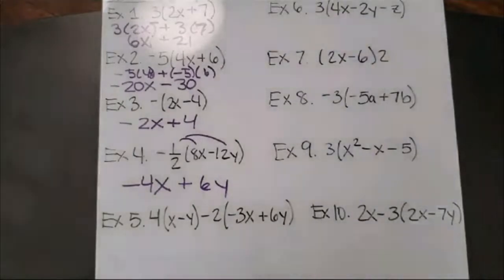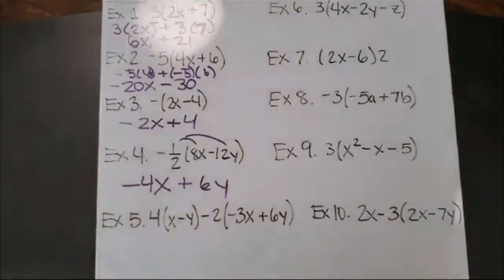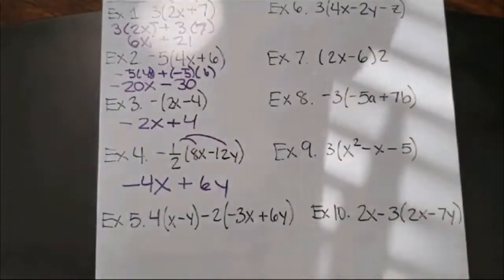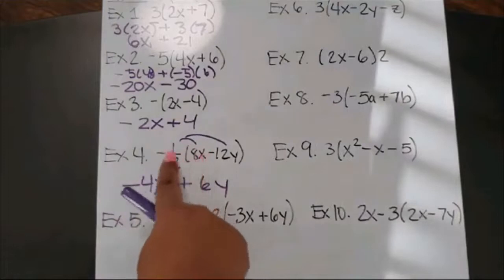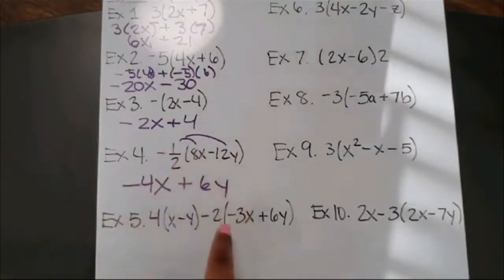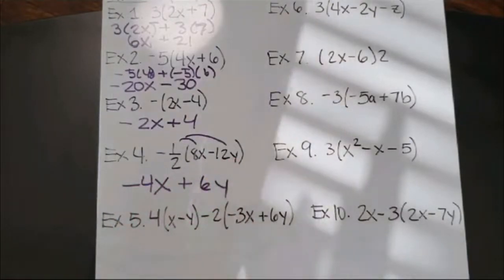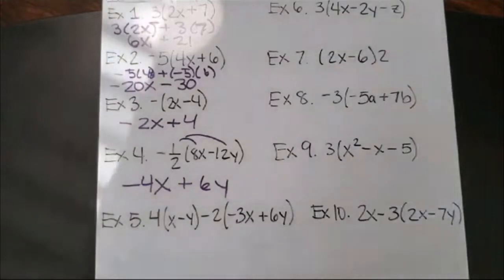So while you're looking in the notes, make sure you look at this example. If you have any questions about it, we can definitely talk about it in the office hours. But you can multiply negative 1/2 by each term, or you can divide each term by negative 2. So for number 5, we have a little bit more going on.